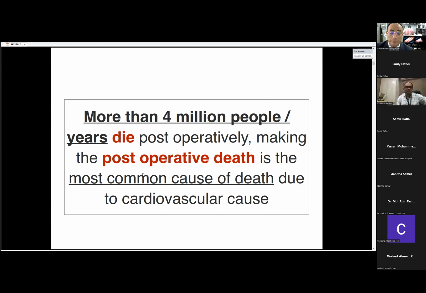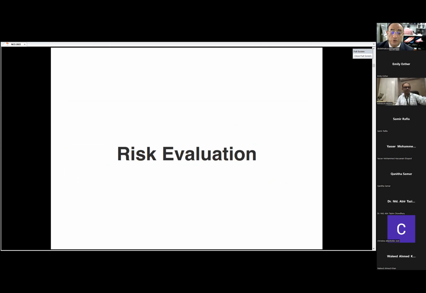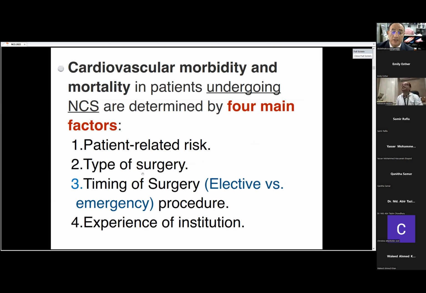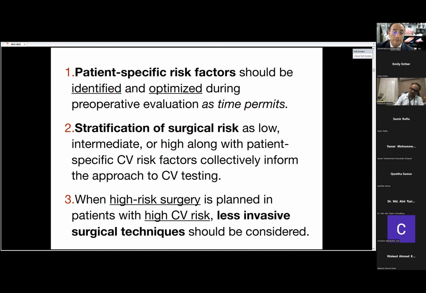More than 4 million people per year die post-operatively, making post-operative death the most common cause of death due to cardiovascular cause. So for any patient going to non-cardiac surgery, we will do risk assessment. Cardiovascular morbidity and mortality in patients undergoing non-cardiac surgery are determined by 4 main factors: patient-related risk, type of surgery, timing of surgery, I mean elective versus emergency procedure, and the experience of the institute.